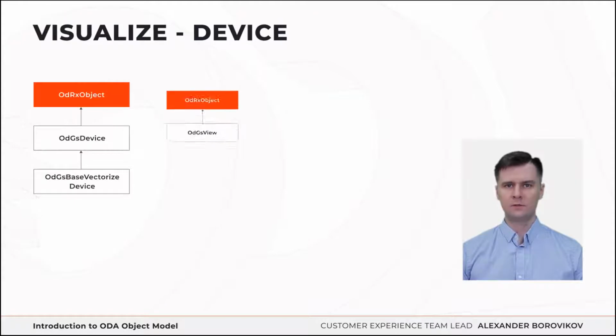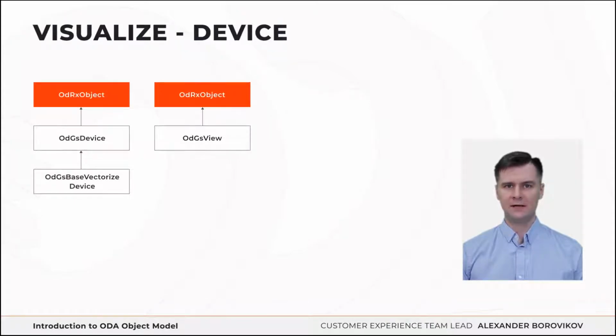The key concepts of the visualization are the Graphic System Device and Graphic System View. Graphic System View implements viewport objects, and Graphic System Device actually owns, updates, and refreshes the view objects. You can create your custom implementation of the Graphic System Device. For example, you can refer to vectorize examples, OdVectorizeEx for instance.